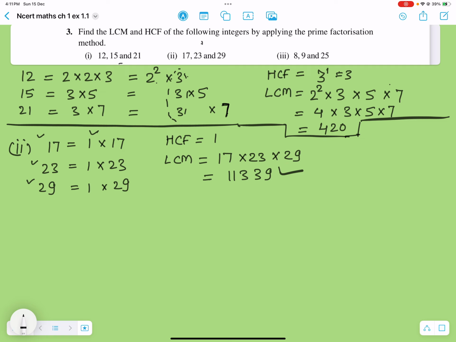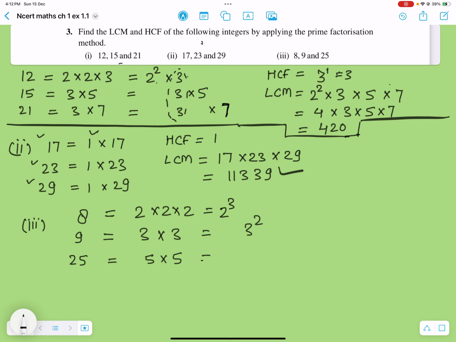Okay, so let's attempt the third and the last sub question of question number 3. So this is 8, 9, 25. If we factor 8, 2 times 4, 2 times 2 times 2, or we can write it down as 2 raised to power 3. 9 is 3 multiply 3, or we can write it down as 3 power 2. 5 multiply 5, or we can write it down as 5 square. So we clearly know this is also, we can write it down like this.